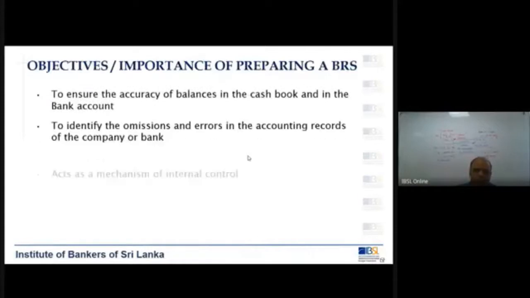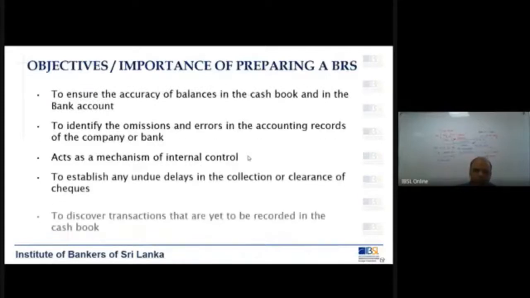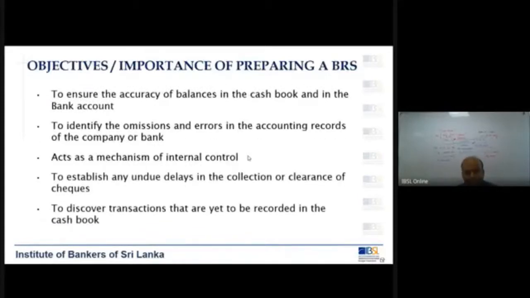And these are the objectives of preparing a bank reconciliation statement. Again, this is very important because it has been tested in examination. They will call it sometimes what are the objectives of preparing a bank reconciliation, or sometimes they say what is the importance of preparing a bank reconciliation statement. Both will be same. So what are the objectives?